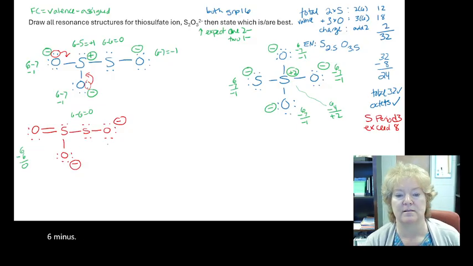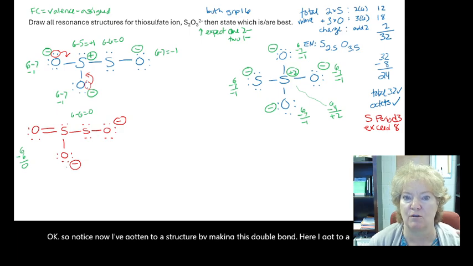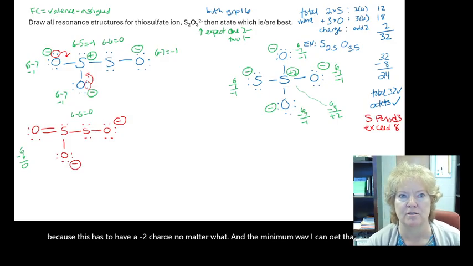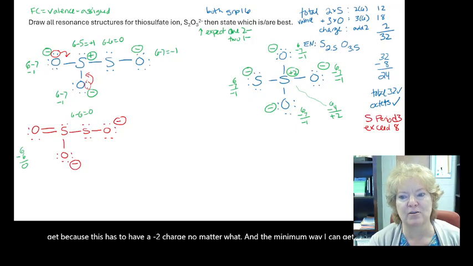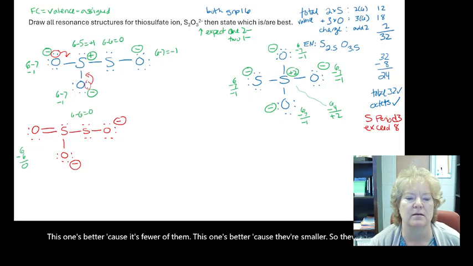Okay, so notice, now I've gotten to a structure. By making this double bond here, I got to a structure where I have reduced the formal charges down to the minimum that I'm going to get, because this has to have a -2 charge no matter what. And the minimum way I can get that is either two -1 charges or one 2- charge. This one's better because there are fewer of them. This one's better because they're smaller, so they're equivalent. Either one of these would be okay.